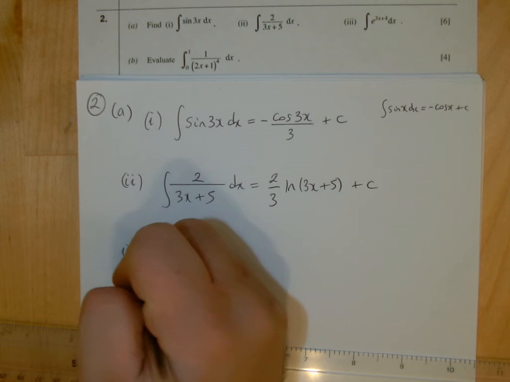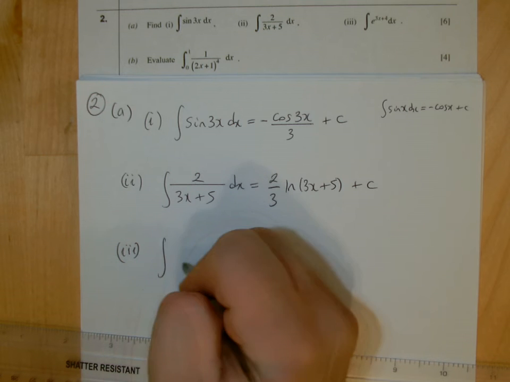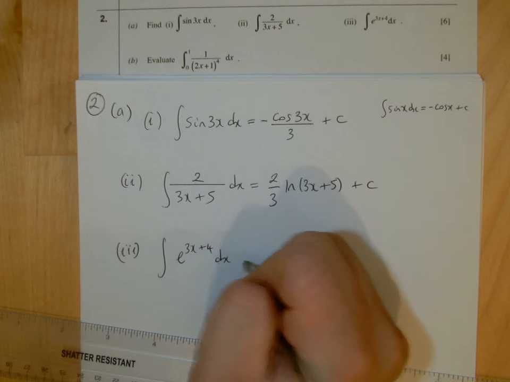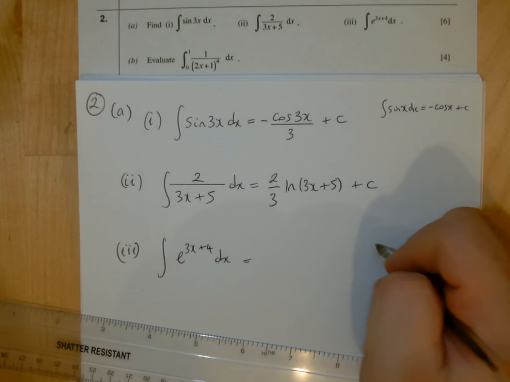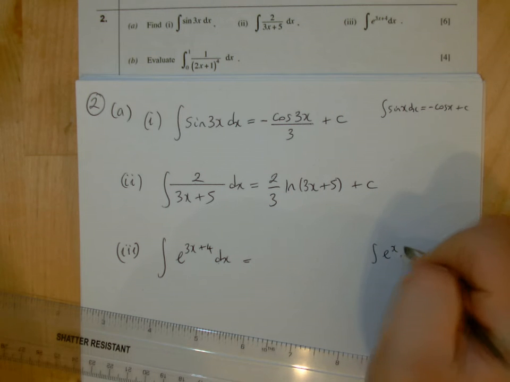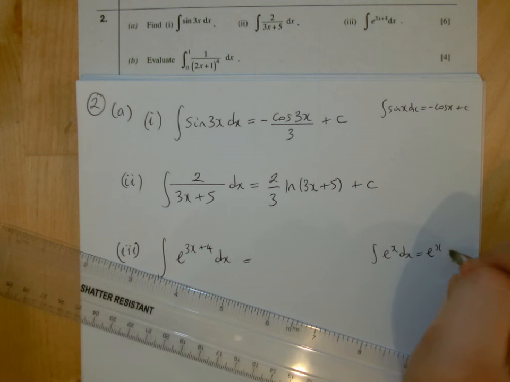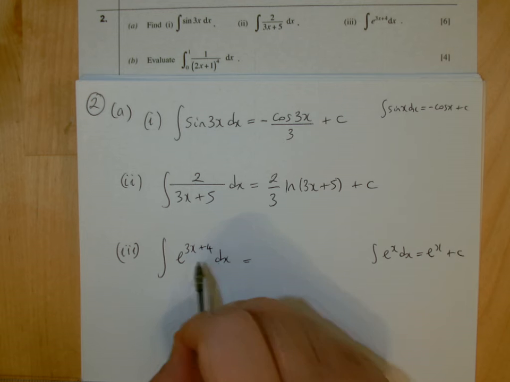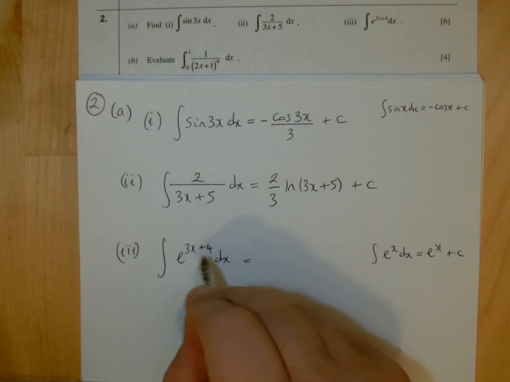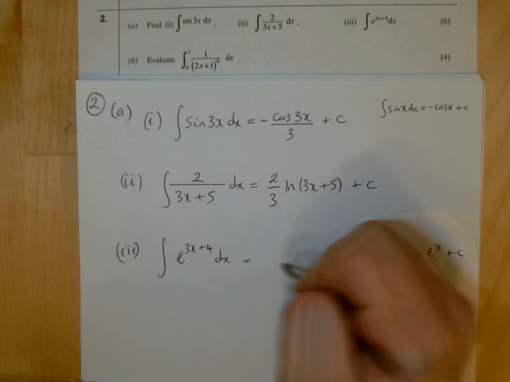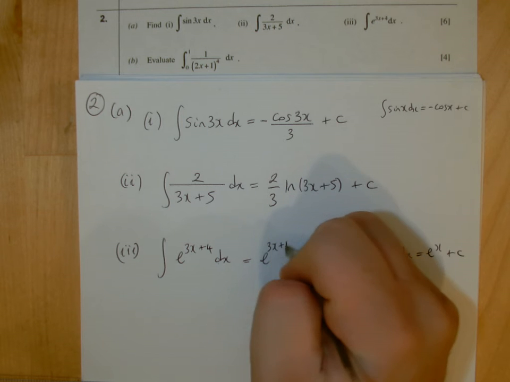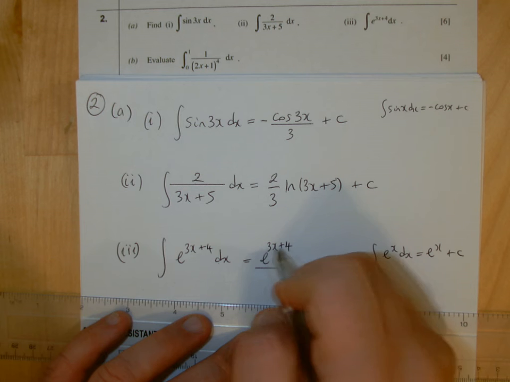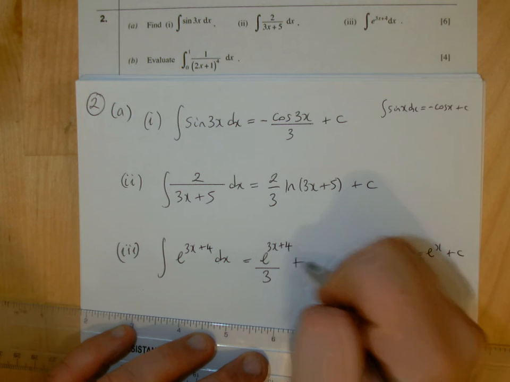Third part then, so we've got the integral of e to the 3x plus 4 with respect to x. Well, remember the integral of e to the x with respect to x is simply e to the x plus a constant. So e to the x doesn't change when you integrate it, or when you differentiate it. So it's the same here. Now this is e to the 3x plus 4. So when you integrate it, the same function is there, but remember you've got to divide by the derivative of that inside function, differentiate that, you get 3, plus then your constant.